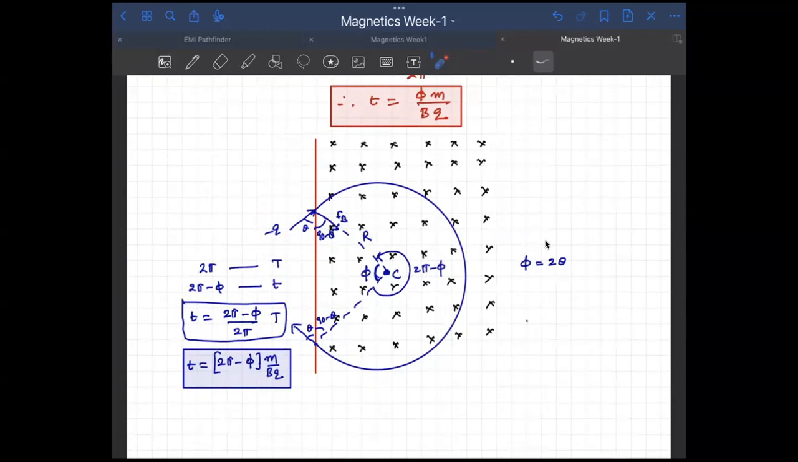So in what way is this different from the previous one? Negative charge. Negative charge means, now let's see how to handle negative charge by Fleming's left hand rule.